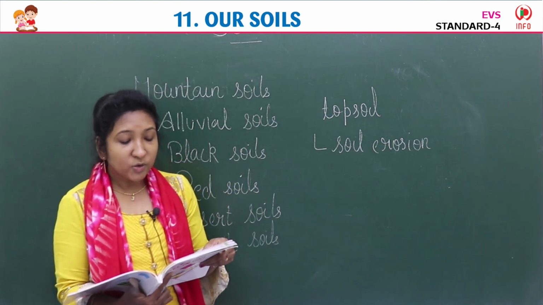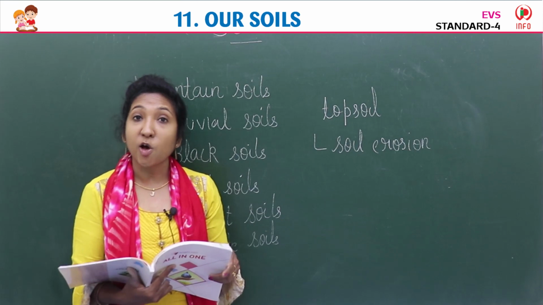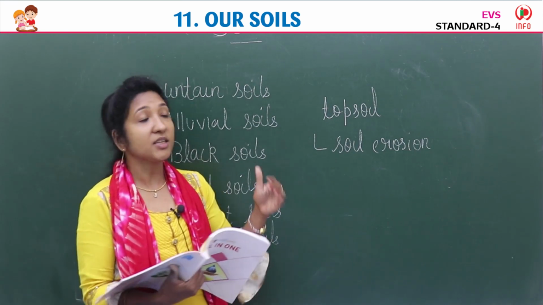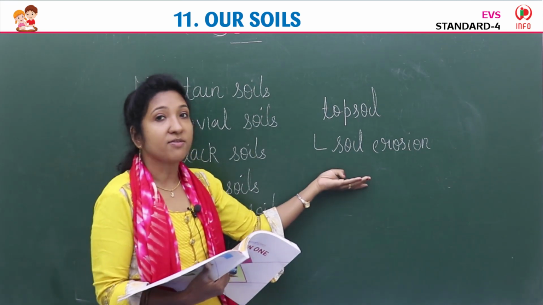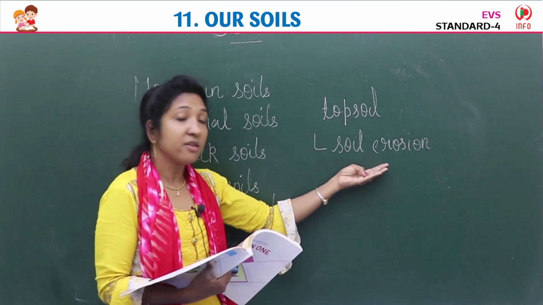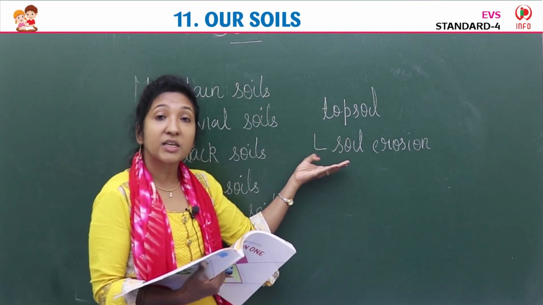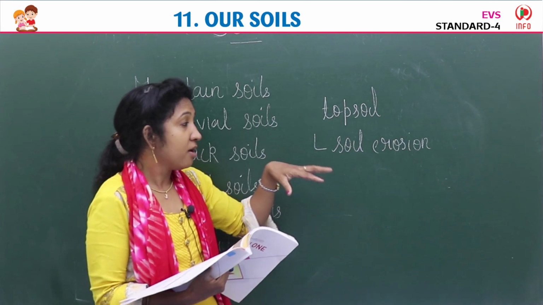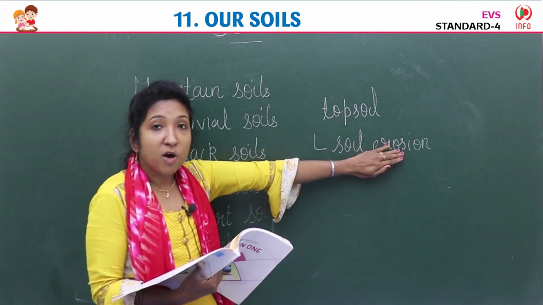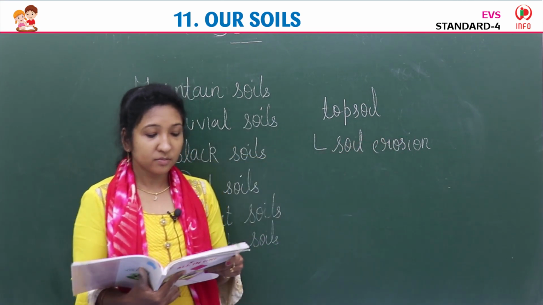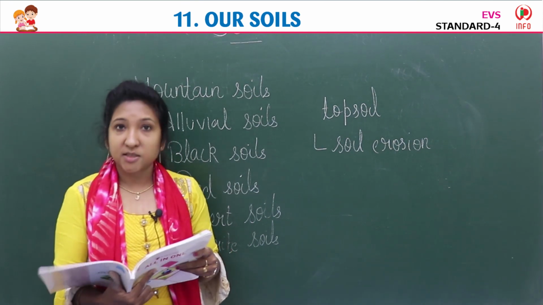So it can be reduced by a number of methods of soil conservation. That's why we need to conserve the soil, we say. Because of soil erosion, we need to protect it, or we need to conserve it. We have to protect the soil from soil erosion. There are some methods for that.